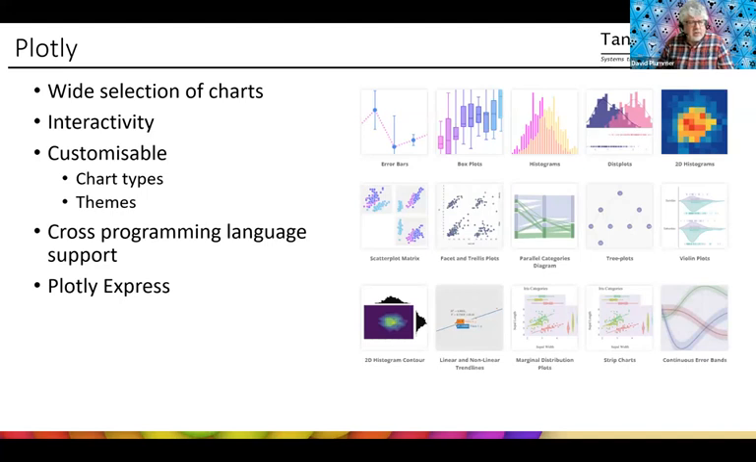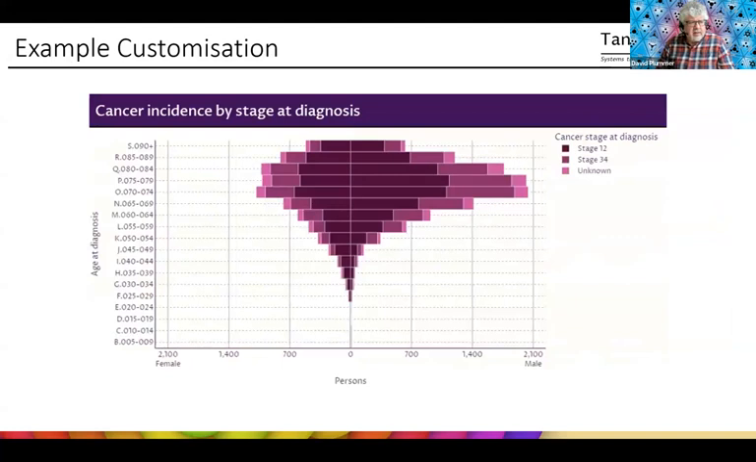Also, because we work in an environment where we use multiple languages, so we use KNIME and we also use C# and JavaScript, we've got that cross-programming language support within Plotly as well. And then to speed up development, to make sure we don't spend too long developing, there's Plotly Express, which is an abstraction of Plotly, which makes it far easier to make simple charts very, very quickly. And Plotly Express is what I will concentrate on today.